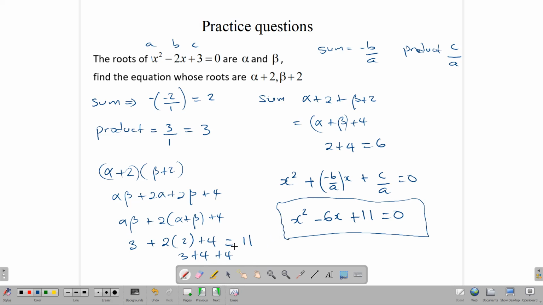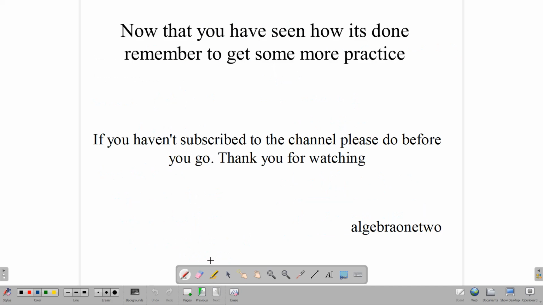This is pretty much how we use the sum and the product of the roots. You could look at other examples as well. There are many good books that you can go through that would give you more examples about how to deal with these kind of questions and to get you practicing. So now that you know, remember to get more practice. Remember to tie down the skill. This is how we understand the sum of the roots of a quadratic equation and the product of the roots of a quadratic equation.